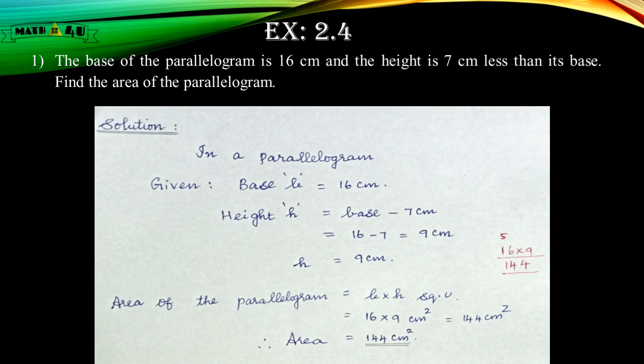So, B is equal to 16 centimeter. H will be equal to base minus 7 centimeter. That is 16 centimeter minus 7 centimeter, which is equal to 9 centimeter. Now, we know the base and the height of the parallelogram. Therefore, area of the parallelogram is equal to base into height square units, that is equal to 16 into 9 centimeter square, which is equal to 144 centimeter square.